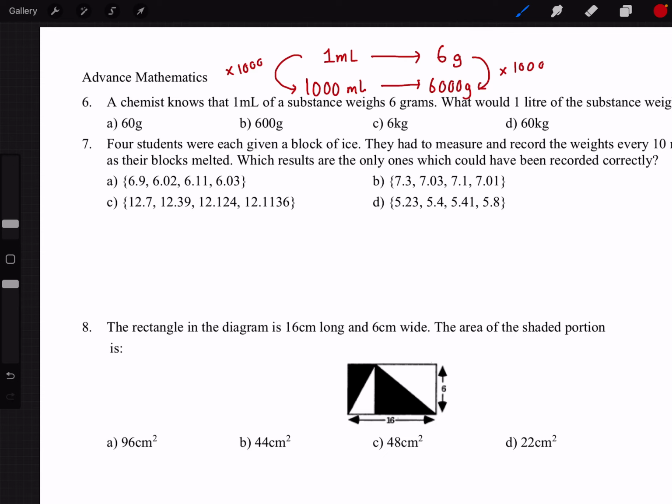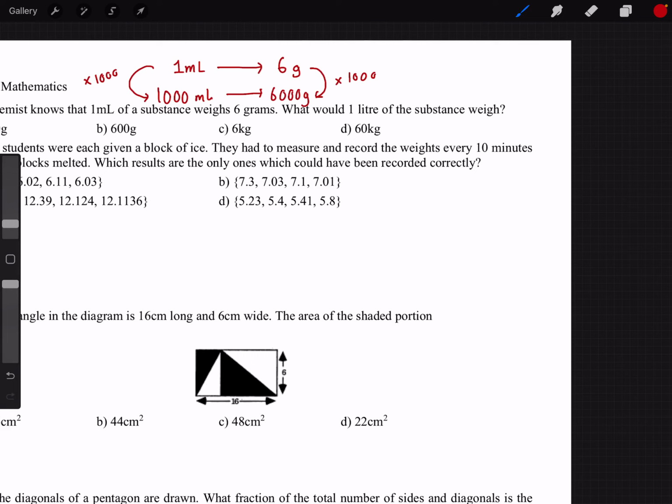6,000 grams is how many kilograms? Well, 6,000 grams is how many kilograms? Can you work it out?